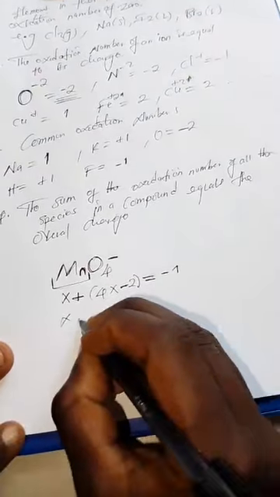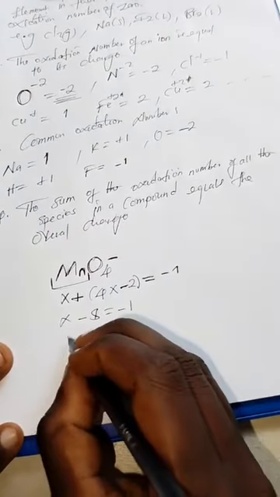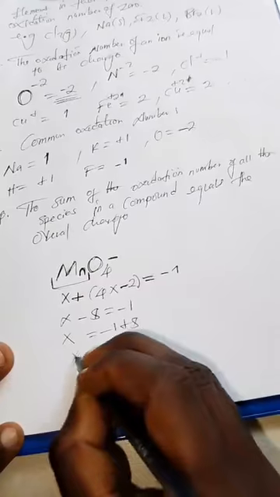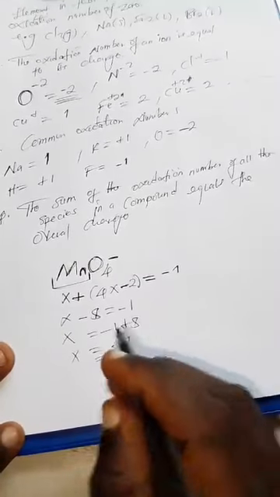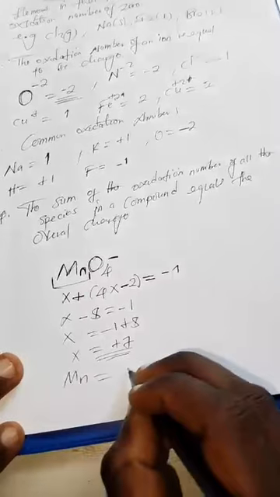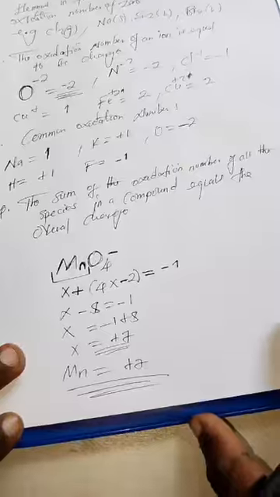x, this will be minus 8, should be equal to negative 1. So x should be negative 1 plus 8. So the value of x will be positive 7. Okay, so meaning this one has the oxidation number of positive 7. That's how you find the oxidation number.